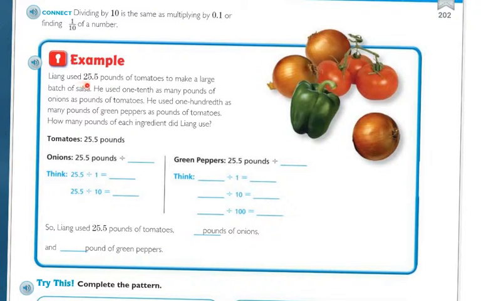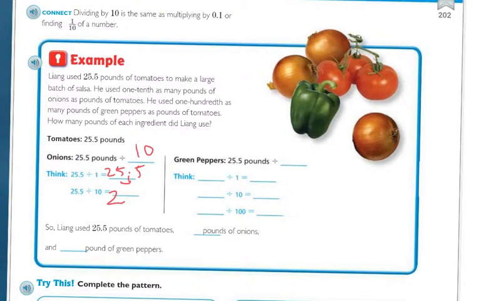Example: Liang uses 25 5/10 pounds of tomatoes to make a large batch of salsa. He uses 1/10 as many pounds of onions as pounds of tomatoes. He uses 1/100th as many pounds of green peppers as pounds of tomatoes. How many pounds of each ingredient did Liang use? So the tomatoes is 25 5/10. So 25 5/10 divided by 10, right? Because they said 1/10. So we're going to think 25 and 5/10 divided by 1, well, that's 25.5, right? 25 and 5/10. 25 and 5/10 divided by 10, now we're going to move the decimal over 1 space, right?